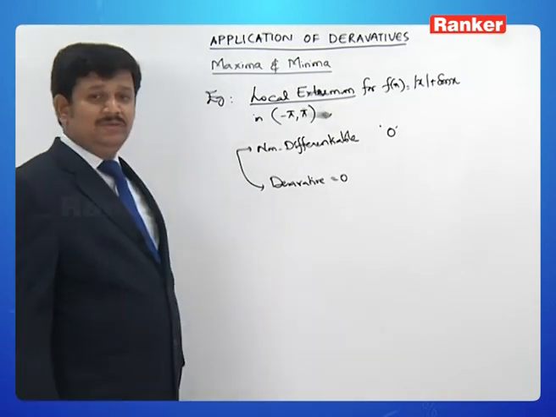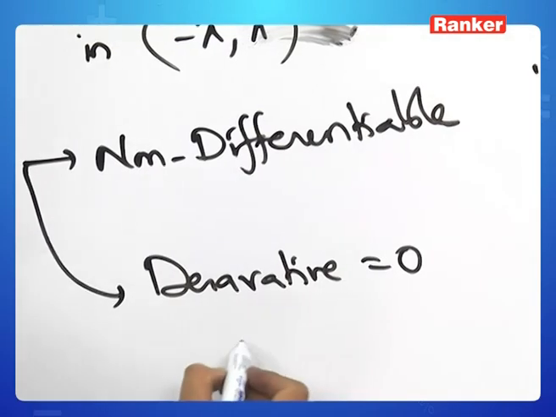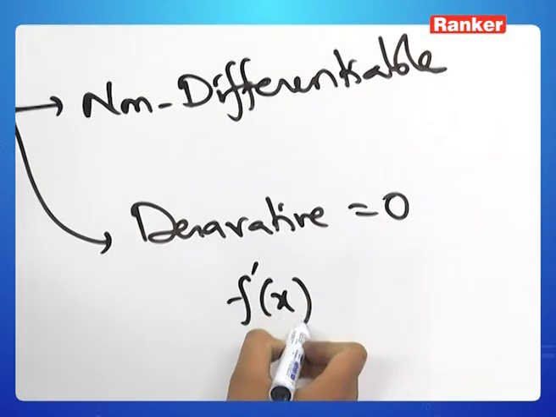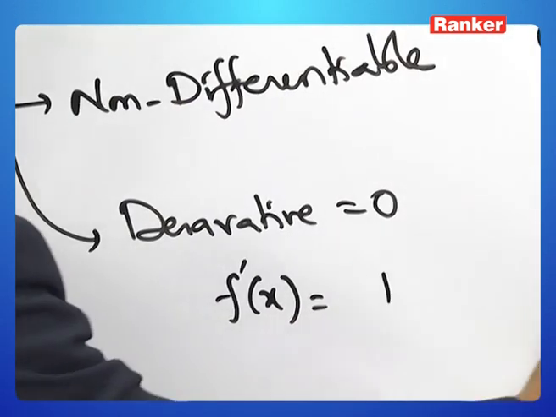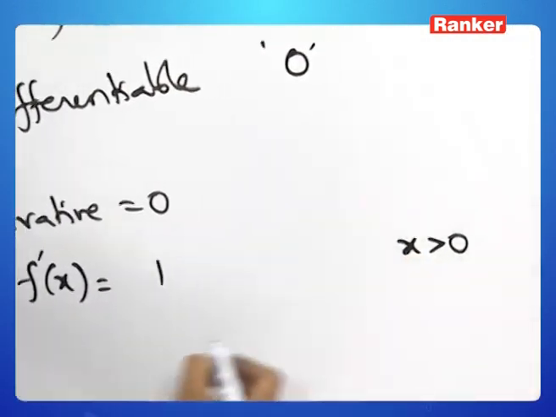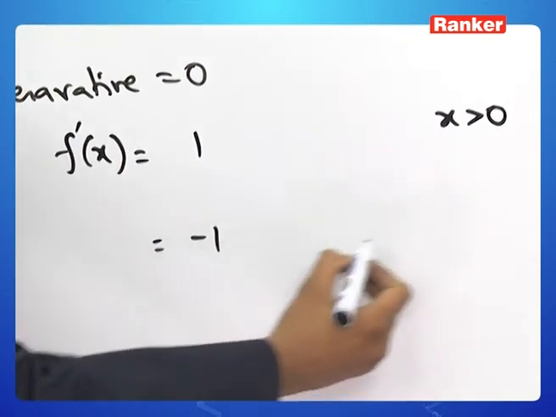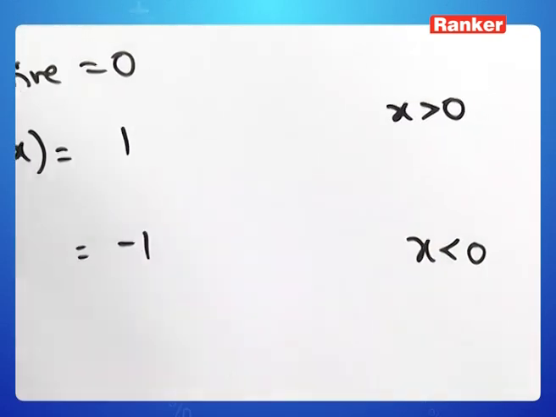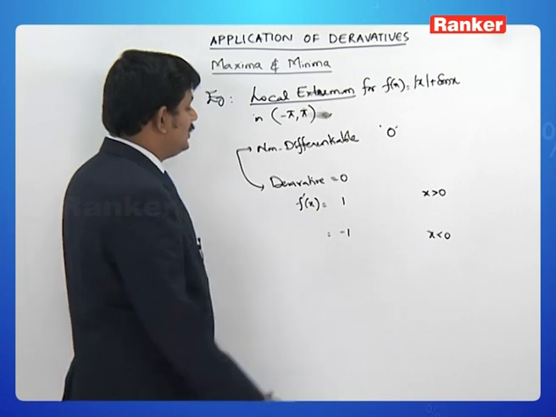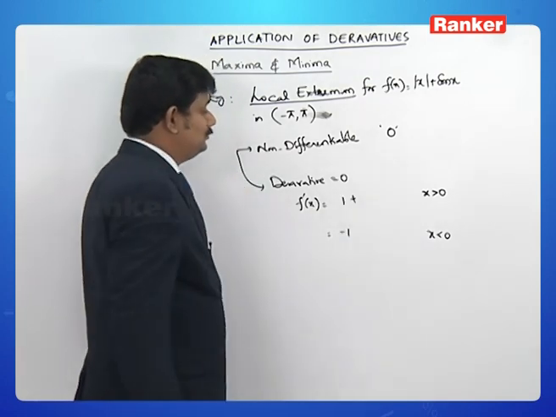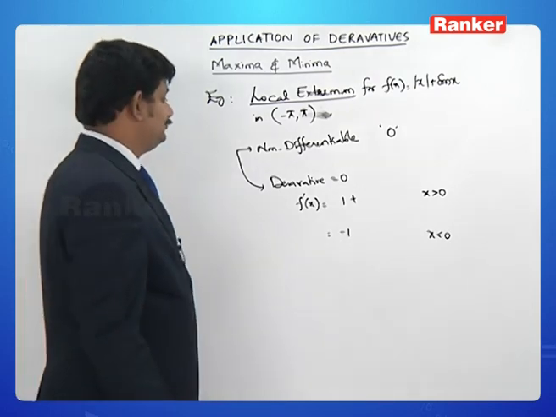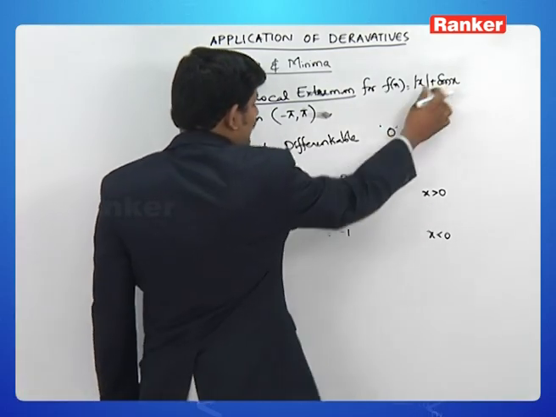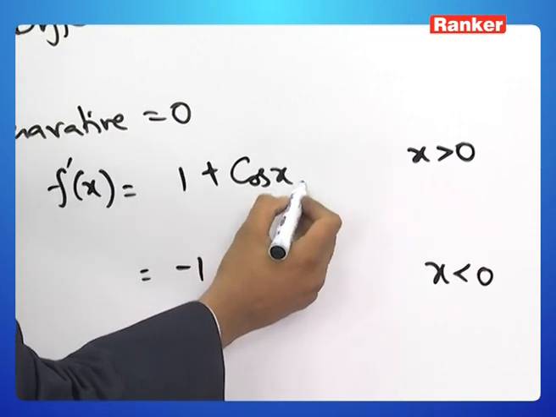Now the derivative is equal to 0. Let us differentiate, f dash of x. The derivative of mod x is 1 whenever x is greater than 0, and the derivative of mod x is minus 1 whenever x is less than 0. So the mod x derivative is 1 for x greater than 0 and minus 1 for x less than 0, plus sin x derivative is cos x.